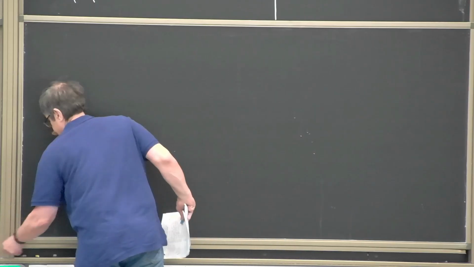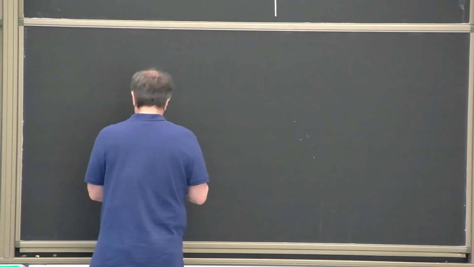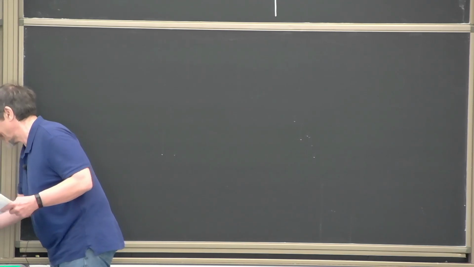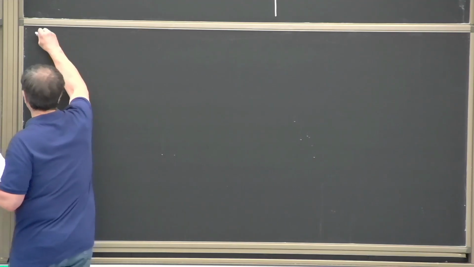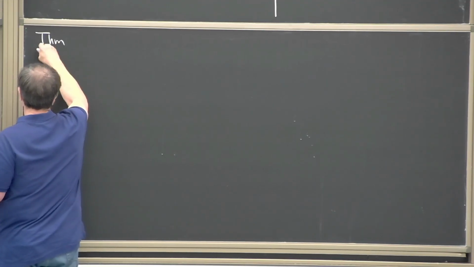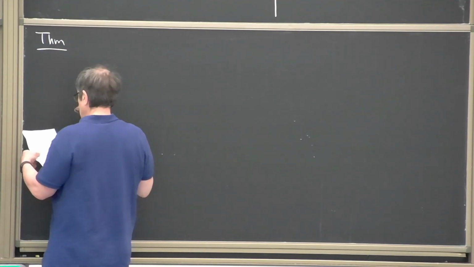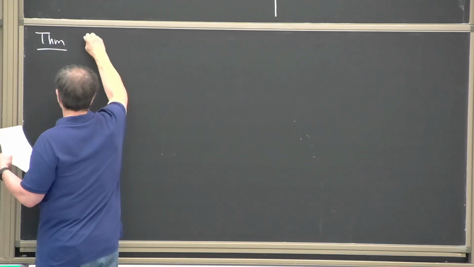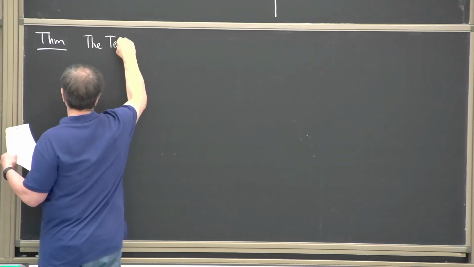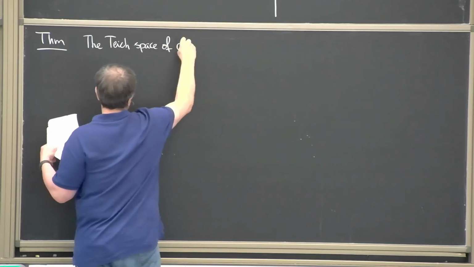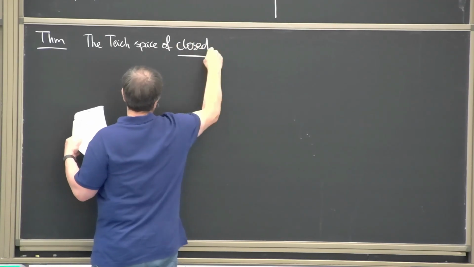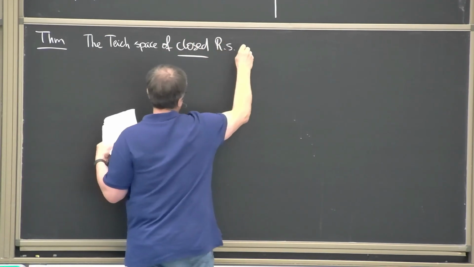So I will present this statement for genus 2. There are some issues with higher genus, but that's something I will not be able to describe. For genus 2, it is a theorem. So consider the Teichmüller space of closed Riemann surfaces of genus 2.